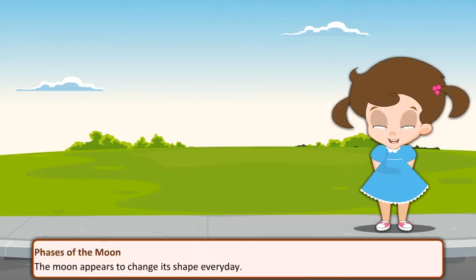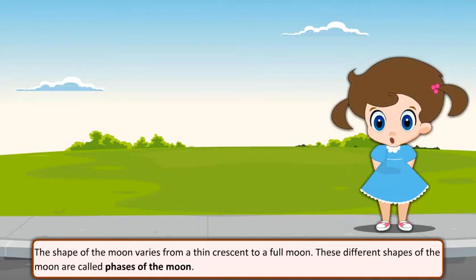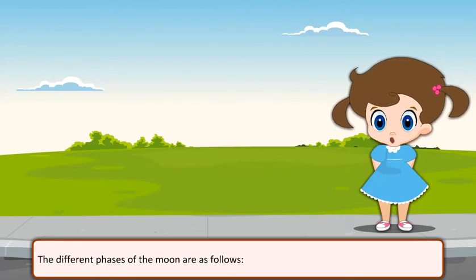Phases of the moon. The moon appears to change its shape every day. This is because we see only the part of the moon which reflects the light of the sun. The shape of the moon varies from a thin crescent to a full moon. These different shapes of the moon are called phases of the moon. The different phases of the moon are as follows.